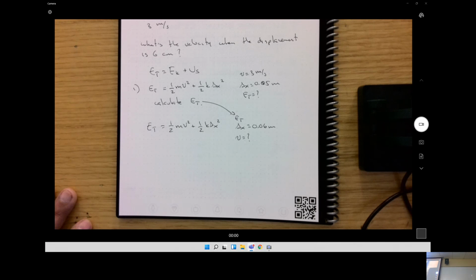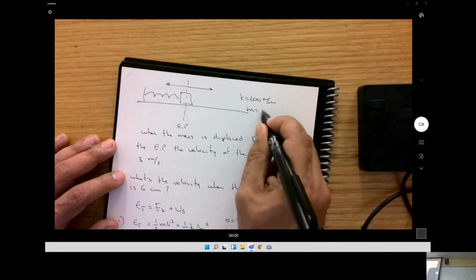Yes. Do we need the mass? Yes, sure. You also need the mass. So the mass is going to be 2 kilograms.